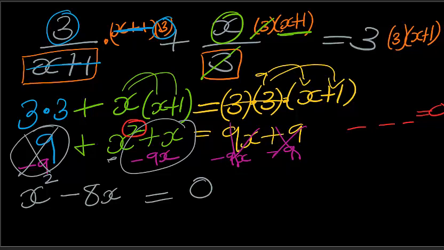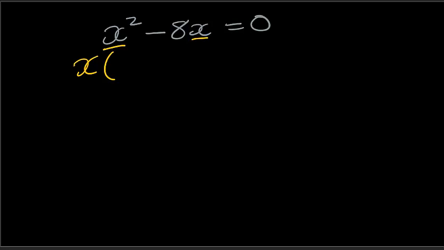Okay, I've run out of space. Let's use a clean page. So we said x squared minus 8x is equal to 0. Because it's a quadratic, I want to have 2 x's to the power of 1. What I notice here is that I have a common factor of x. So I'm going to take x out, and I'm going to say x times x gives me x squared, and x times minus 8 gives me minus 8x, and that is equal to 0.